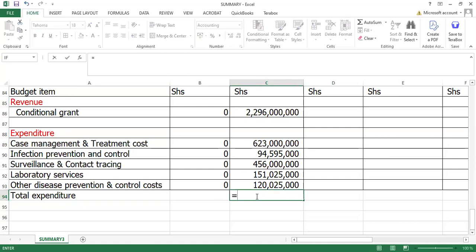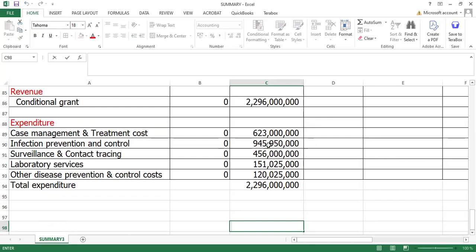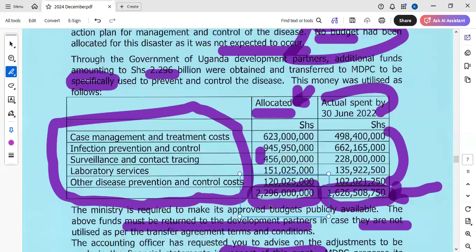Is what? When you add, is it the same? Maybe, have I skipped something? This is the total expenditure based on the allocation. You allocated all the money you received. And the total expenditure is what? You see that for you, we are saying that the total expenditure is going to be this.